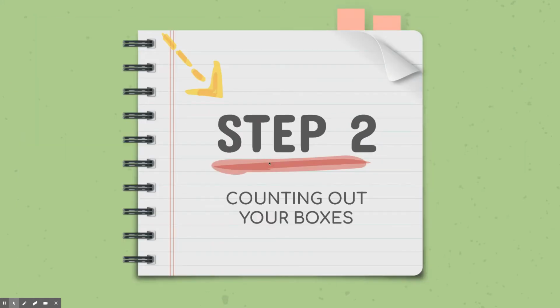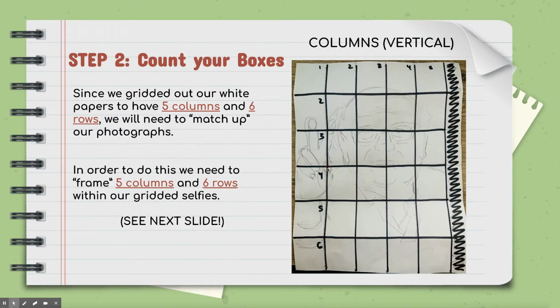Step 2, counting out your boxes. So this part might seem a little bit complicated, so I'm going to try to go through it as clearly as I possibly can. But again, if you get stuck or you have questions, please don't hesitate to ask me. So since we gridded out our white papers to have 5 columns and 6 rows, we will need to go back and match up our photographs. So in order to do this, we need to frame 5 columns and 6 rows on our gridded selfie.